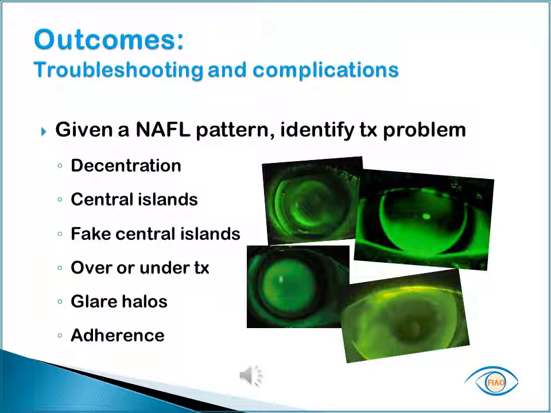You will also be given fluorescein maps with the same outcome. You've got to figure out what the problem is based on the fluorescein map and how you would change that lens design. And I don't mean just a brief description of how to change it. You really need to know what to do, whether it's increase a diameter by 0.2 of a millimeter or whatever. You have to describe exactly what you would plan to do to change and modify and improve that fit.